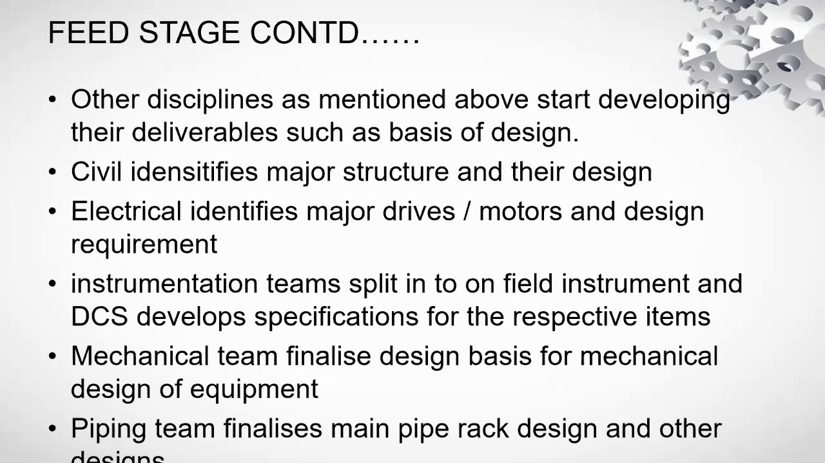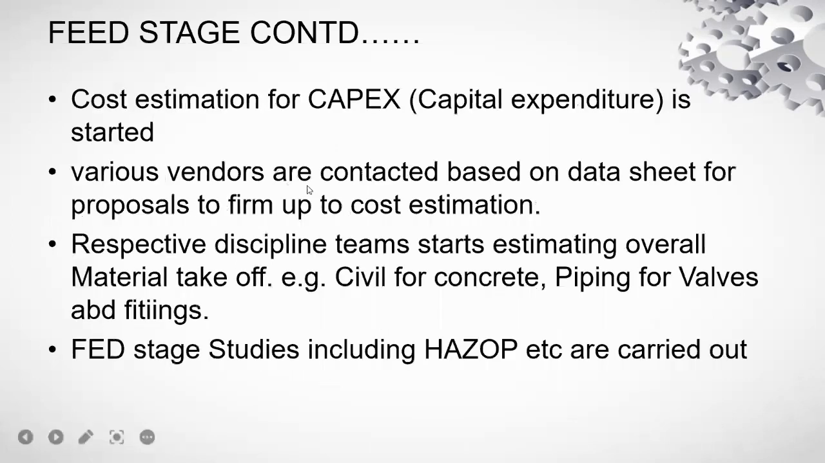The piping team tries to finalize the main pipe rack design, what could be the structure, width, and length of main pipelines. Most of the time, the piping team agrees with the client end users on the minimum size, probably 4 inch or 6 inch, up to 6 inch. They will be working on design aspects of these piping routings and connections.